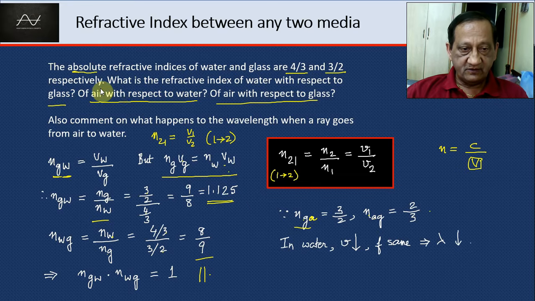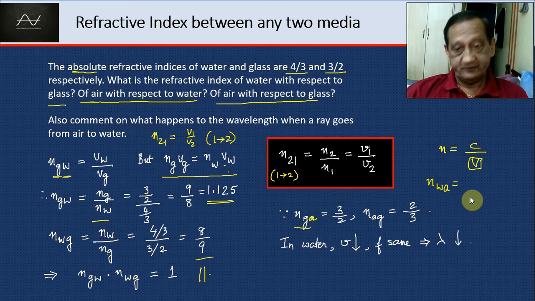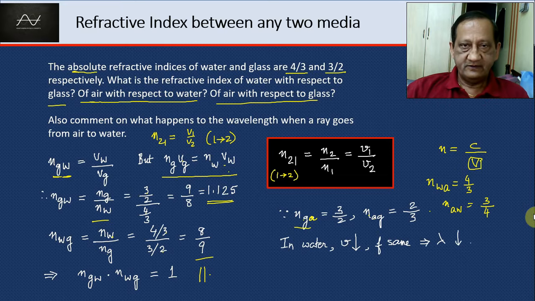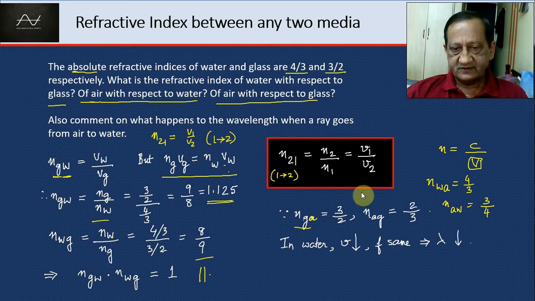What is N of air with respect to water? N of water with respect to air is basically NW, and NW is 4 by 3. Therefore, N of air with respect to water will be 1 upon NWA, that is 3 by 4. So all of this can be remembered if you just remember this. Don't make a mistake in terms of what is divided by what.